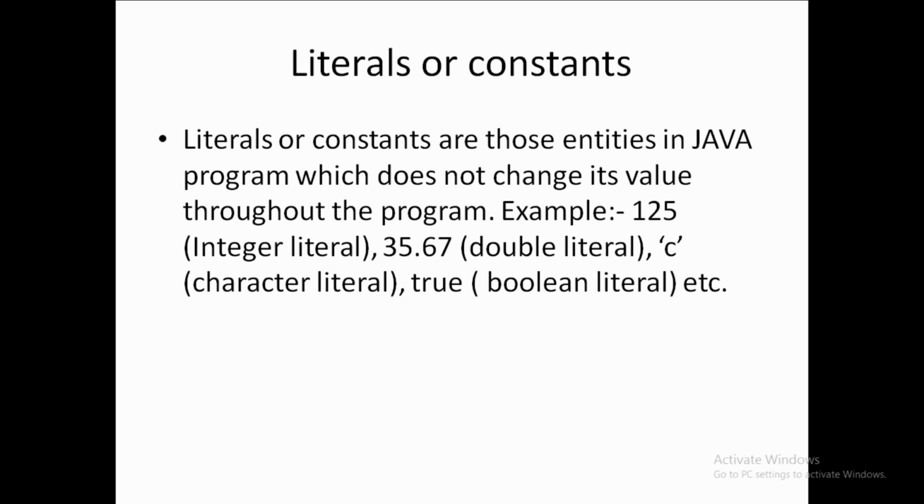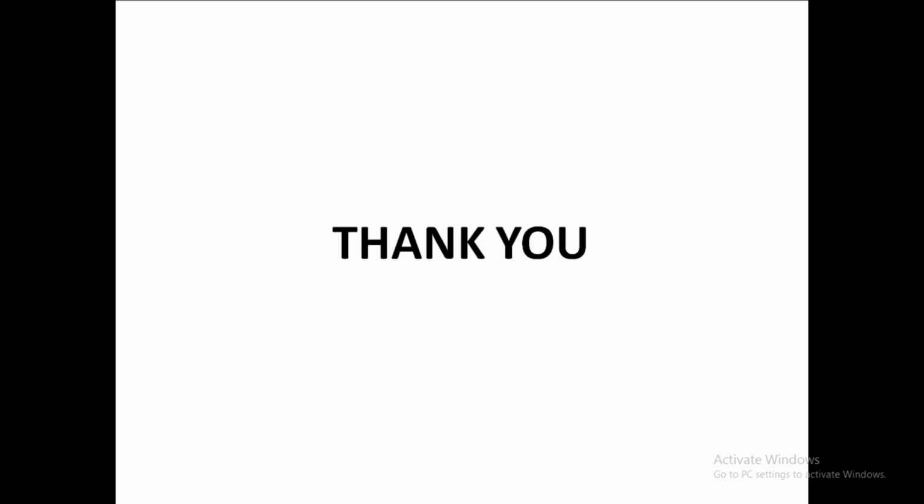So these values are known as literals or constants. Literals can be of various types: integer literals, double literals, character literals, boolean literals. So all in all, a literal means a constant value that a variable can hold. In this video I have discussed some of the theoretical concepts of Java programming, which will help in our journey of learning Java programming.